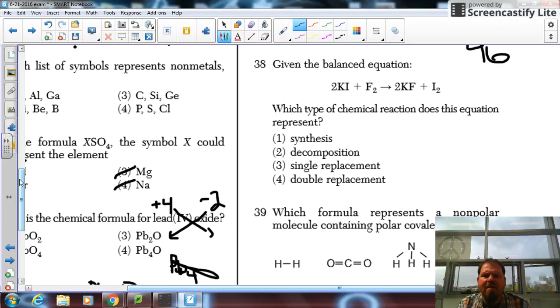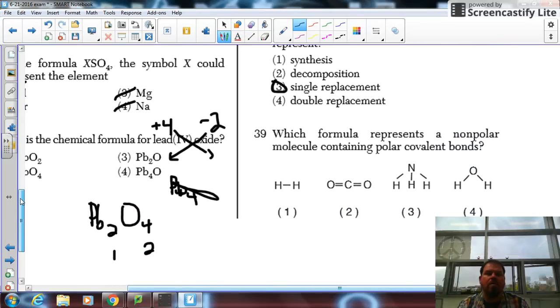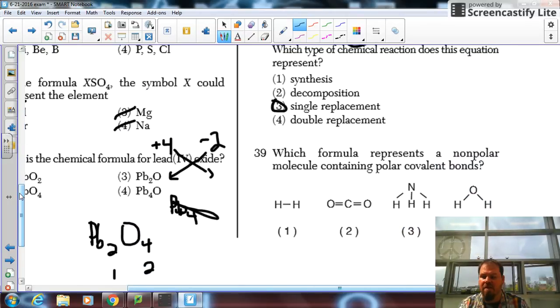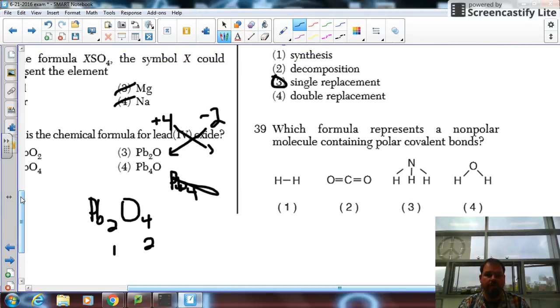Okay. Given the balanced equation, which type of chemical reaction does this equation represent? I got KI with an F and then KF with an I. This is one thing switching out, not 2 things. So this is a single replacement reaction. By definition, one thing. Synthesis is to make, so take 2 things and make one big thing. Decomposition is to break apart, take one thing and break it into 2. And then we have the double replacement, which is the double switch, where I have 2 compounds. Single replacement is when I have a compound and just a lone element, so I only have the one switcheroo.